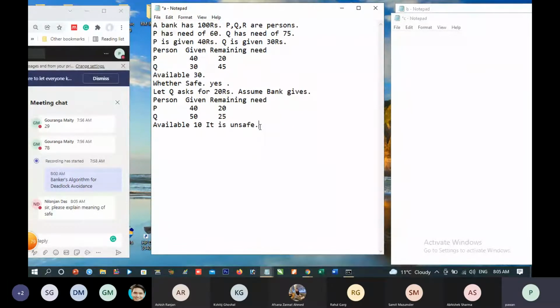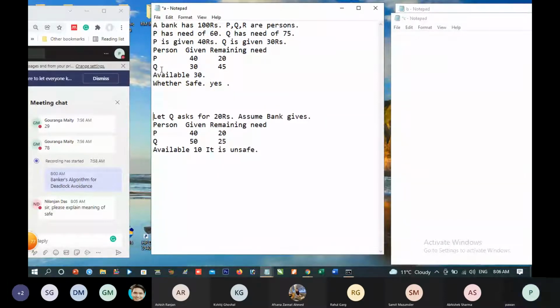With the bank, there is only 10 rupees available, and after some time, P will ask for 20 rupees. Bank will not be able to give. He will say, you wait. After some time, Q will ask for 25 rupees. Bank will not be able to give. Bank will say that you wait. So both of them will be waiting, and no one can proceed.